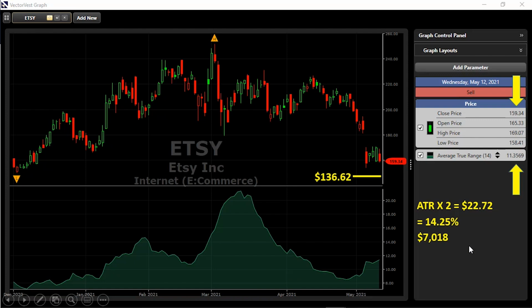Now, how did I come up with that number? I take $1,000, that's our initial risk. I divide it by the percent loss, which is 14.25%. That gives us an initial investment of $7,018. Therefore, if we happen to lose the entire 14.25% max loss with a $7,018 investment, we'll still only lose 1% of our overall portfolio value on this trade.